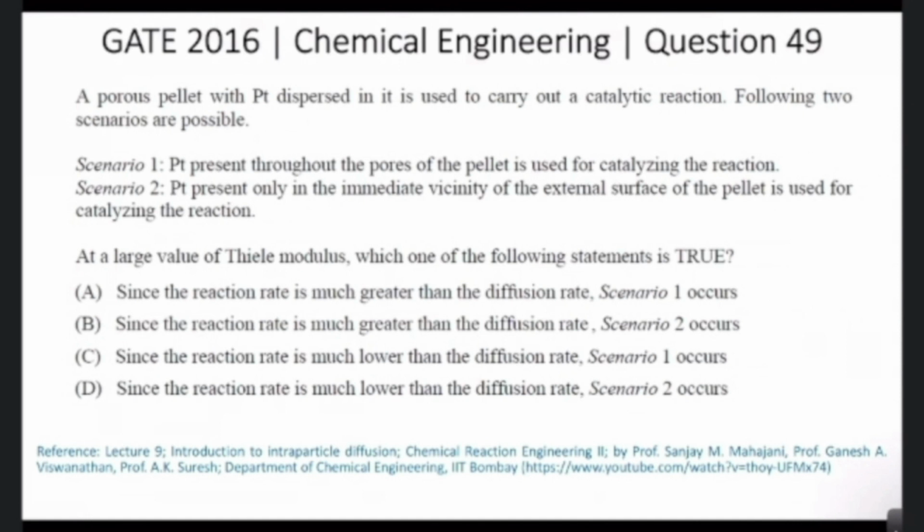So here there are two scenarios given. Let's say this is our pore or active site on the catalyst. So you have a particle. The first two steps in catalysis is that this particle from the bulk has to first diffuse externally to reach the external surface of the catalyst. This is called external diffusion.